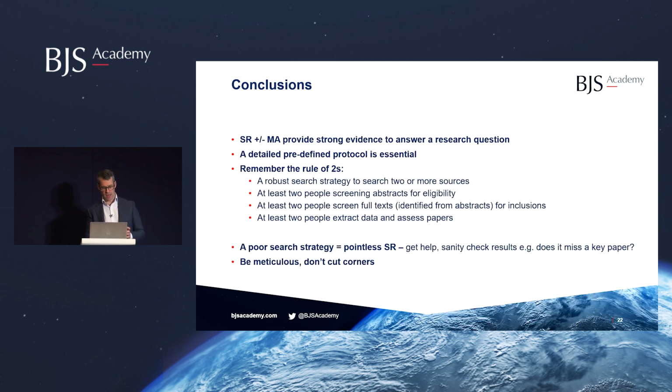So in conclusion, systematic review with or without meta-analysis can provide the strongest evidence to answer a research question. And it's critical that you have a well-defined, rigorous protocol to start with. Consider the rules and remember the rules of two. So two data sources, at least, two people screening your abstracts, your full text, and extracting your data. Ensure your search strategy is strong, robust, makes sense, doesn't miss papers, because you certainly don't want to go back to the start. Be meticulous and don't cut any corners, because you'll certainly regret it at the end.